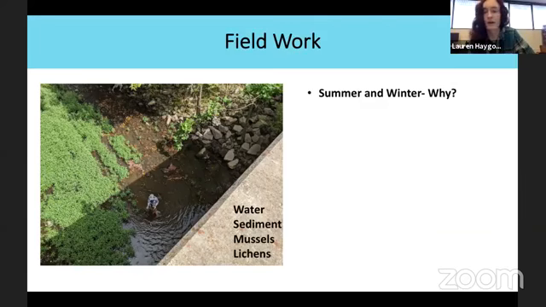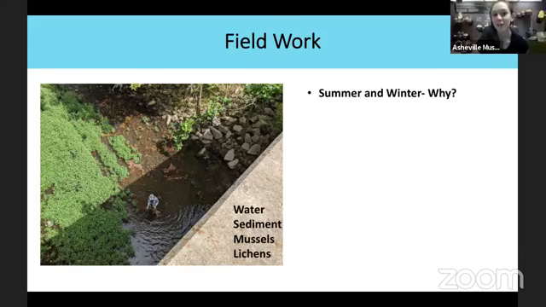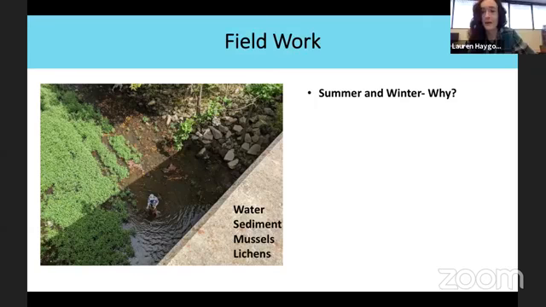So I guess, does anyone know why we would go in the summer and the winter and not just pick one time during the year to go? Is it because of runoff? Close. That's a good answer though.